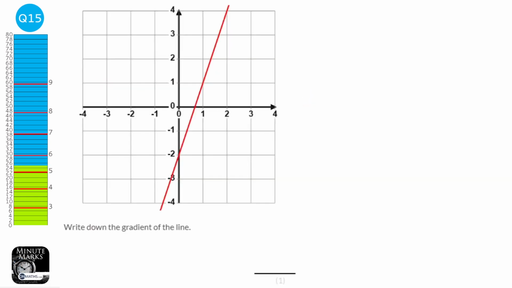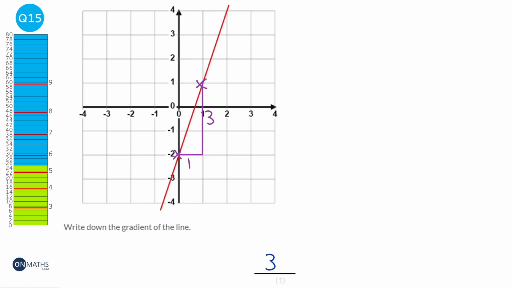To find the gradient, we need to find two points we know on this graph. So I'm going to pick that coordinate and this coordinate here, and we know that we need to draw a right angled triangle between them, and we find the gradient by the change in y, which is 3, over the change in x. But notice the change in x is 1, so it's going to end up being 3 divided by 1, which is just 3.